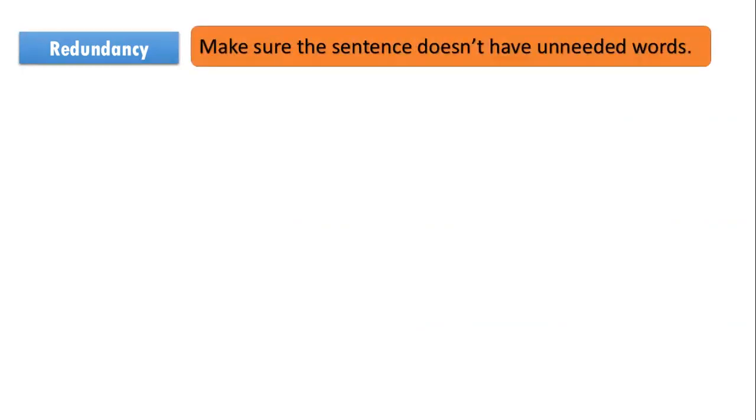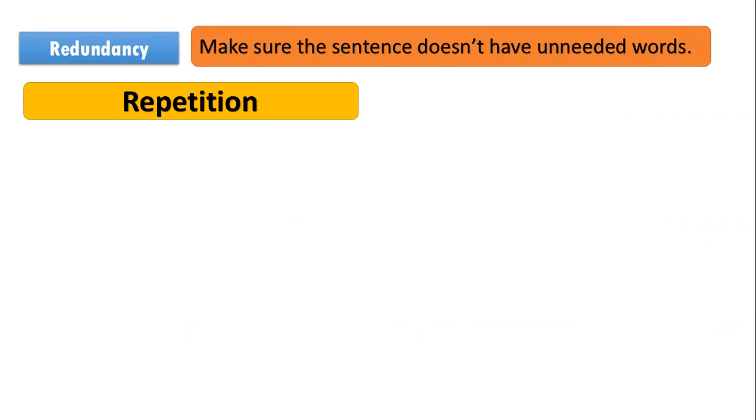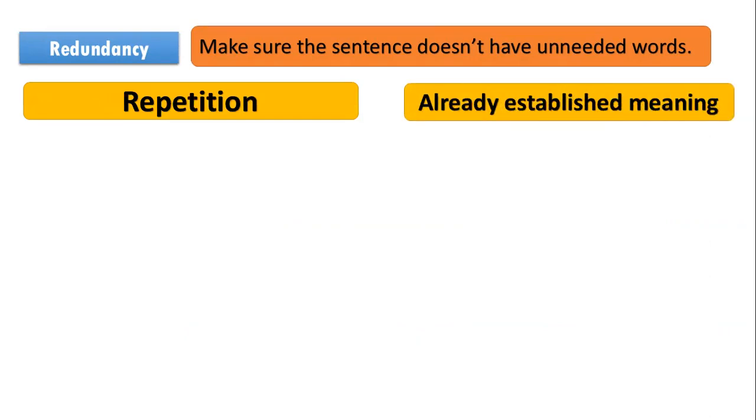Let's get started directly with the first skill or the first topic we need to practice and understand, which is redundancy. What is redundancy? Redundancy is a kind of question that requires you to make sure that the sentence doesn't have unneeded words. Redundancy happens in two ways, whether you have repetition or a word that gives you a meaning that is already established in the sentence. So redundancy happens either by repetition or by an already established meaning in the sentence.